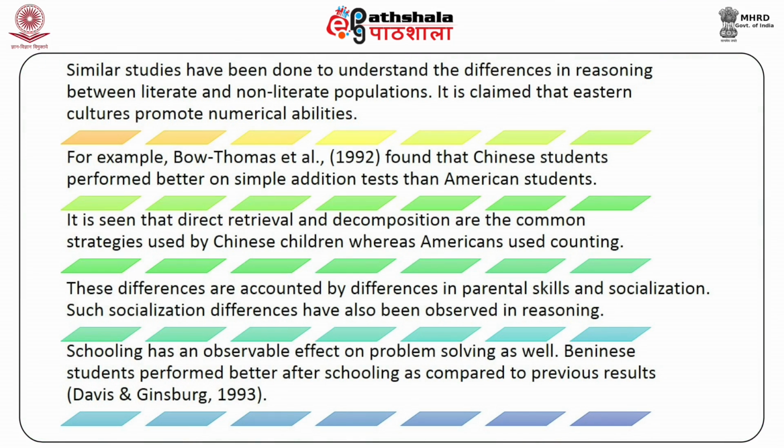Similar studies have been done to understand the difference in reasoning between literate and non-literate populations. It is claimed that Eastern culture promotes numerical ability. For example, both authors found that Chinese students performed better on simple addition tests than American students. Direct retrieval and decomposition are the common strategies used by Chinese children, whereas Americans used counting. These differences are accounted for by differences in parietal skills and socialization. Such socialization differences have also been observed in reasoning.